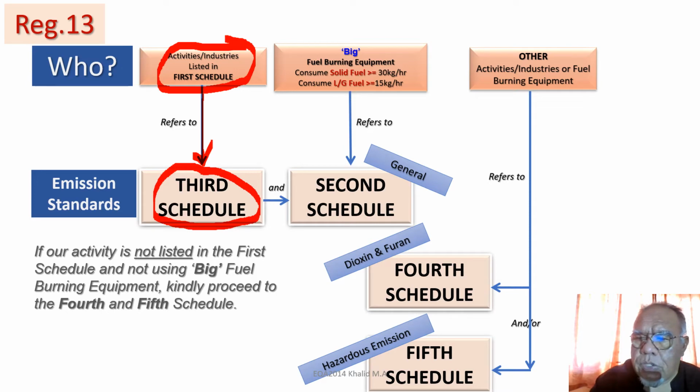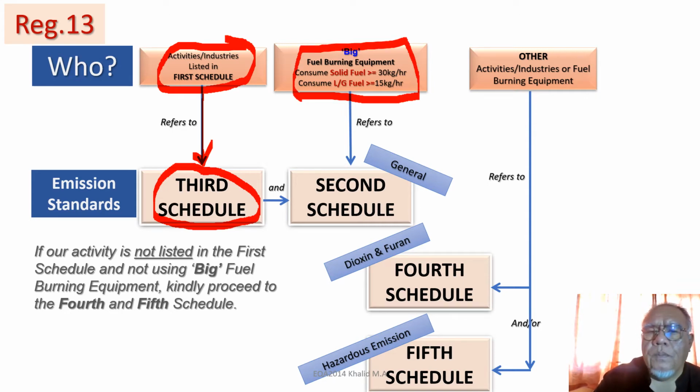Now, the Clean Air Regulations has several schedules. Schedule 1 lists the types of premises and industrial activity, and then Schedule 2 is for huge genset, huge fuel burning equipment. And then we've got the third schedule, which is actually the emission standard for activities listed in the first schedule. And then you have the fourth schedule for other factories which are not listed in the first schedule. We have the fifth schedule, which is also for other industry not listed in the first schedule. And the fourth schedule is about dioxin and furan, and the fifth schedule is about hazardous emissions.